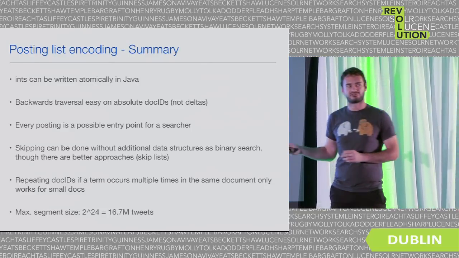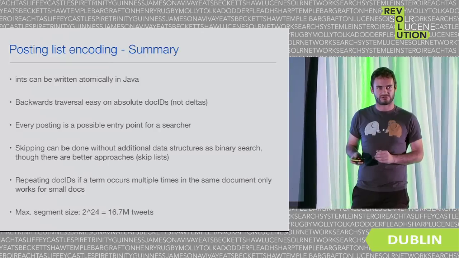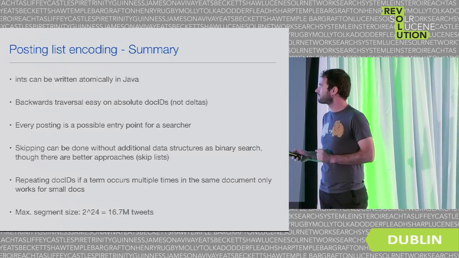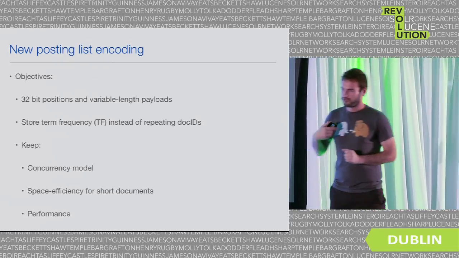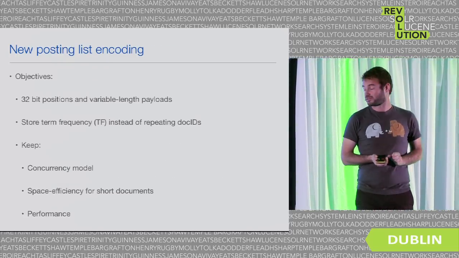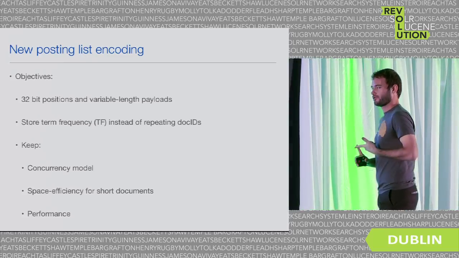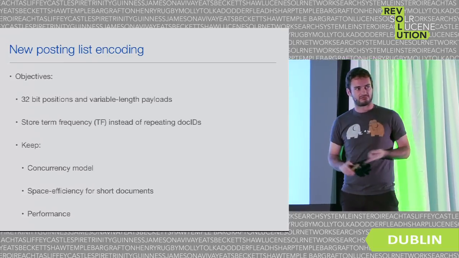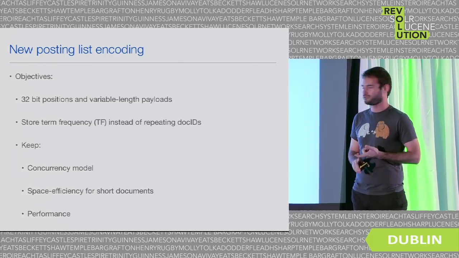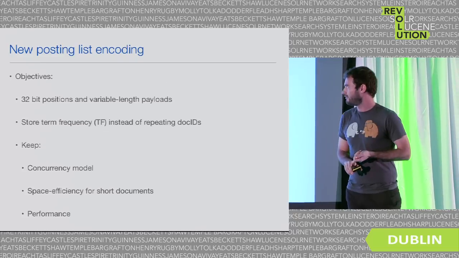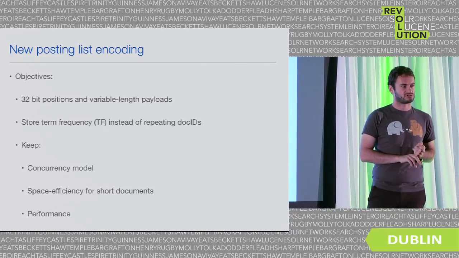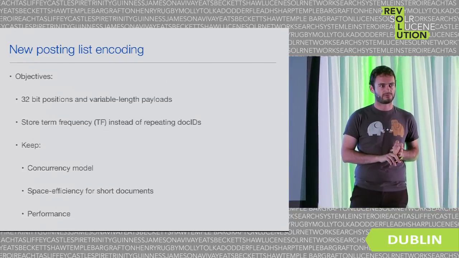So clearly a disadvantage if we want to use this encoding for larger documents. So that brings us to the new posting list encoding that we recently switched to. The objectives are, we want to support 32-bit positions, not only 8 bits, to be compatible to Lucene's posting list API. We want to support payloads, which, do you guys know what payloads are? Probably most of you do.